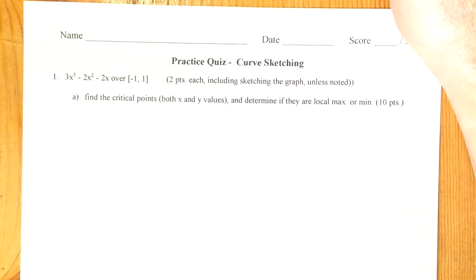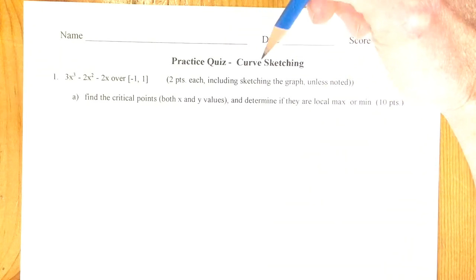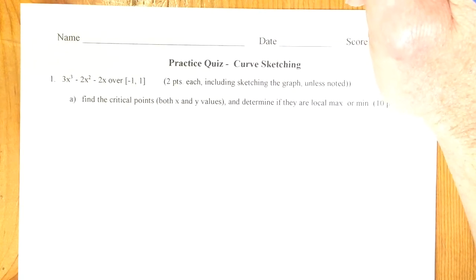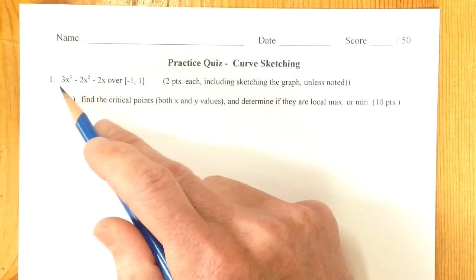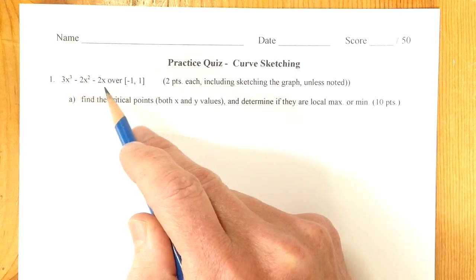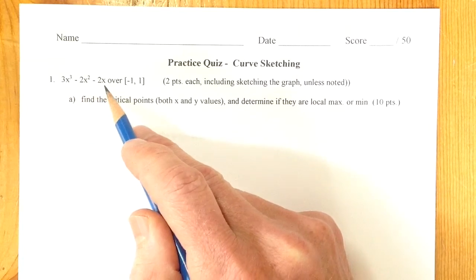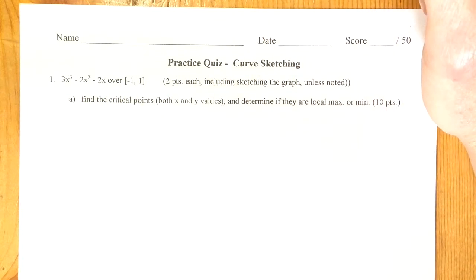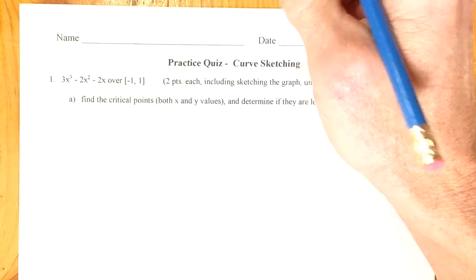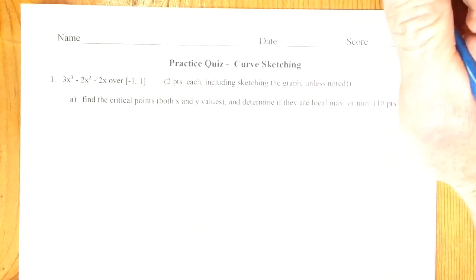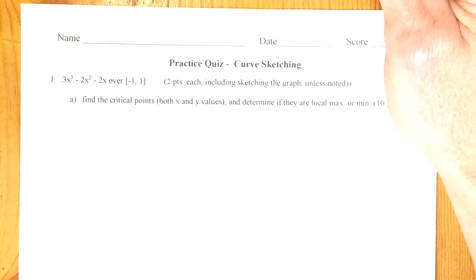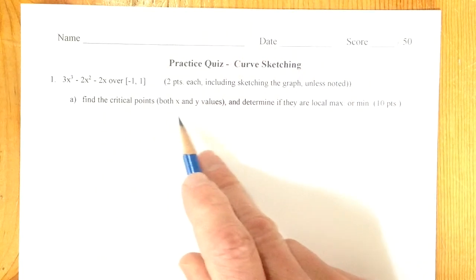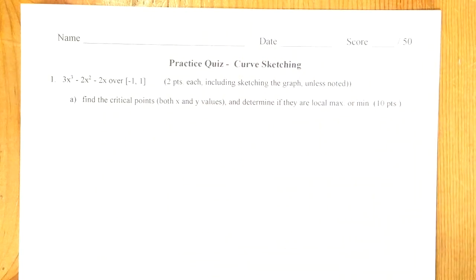Okay, let's go over number one in the practice quiz, the curve sketching quiz. Pretty much the idea is, here's this function, and we want to be able to graph it completely without plotting points. How can we use calculus to figure out exactly what that graph looks like, where all the major parts are, so we can graph it really well without plotting points or using Desmos or something? So let's go. First it says find the critical points and determine if they're local max or min.